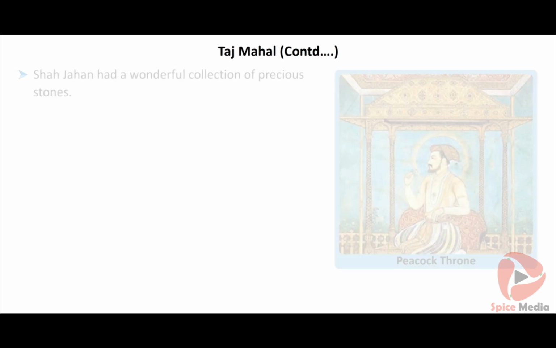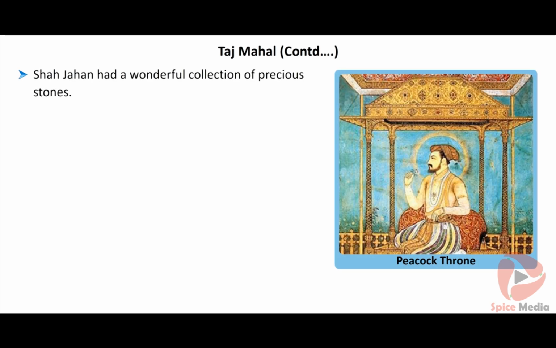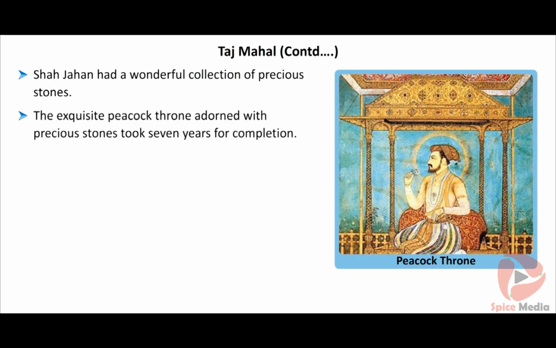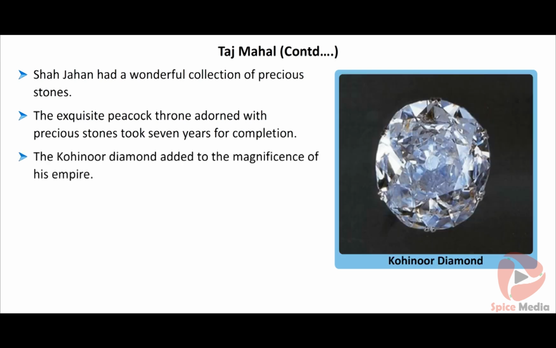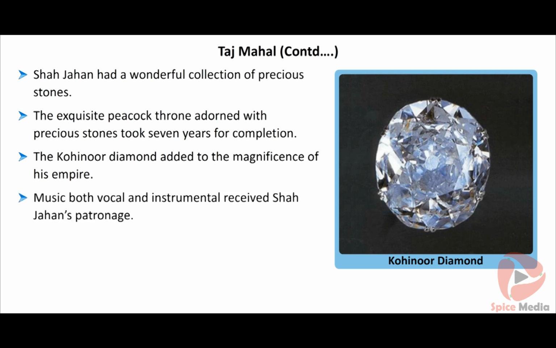Shah Jahan had a wonderful collection of precious stones. The exquisite peacock throne adorned with precious stones took 7 years for completion. The Kohinoor diamond added to the magnificence of his empire. This peacock throne was carried away by Nadir Shah, the Persian invader. Music, both vocal and instrumental, received Shah Jahan's patronage. In the field of literature, Hindi and Persian made great progress. Shah Jahan was a patron of arts and letters.